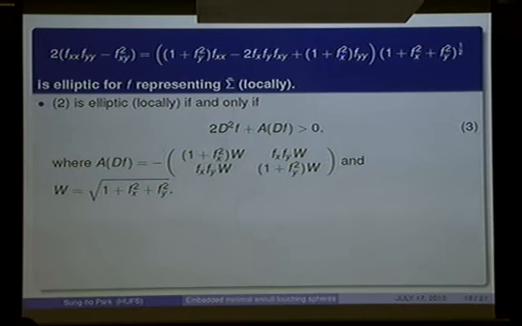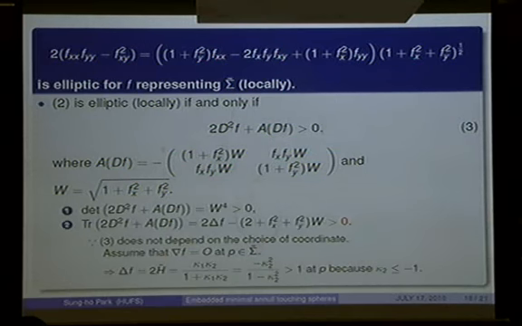Then I need to look at the partial differential equation. This partial differential equation is elliptic if and only if this 2 by 2 matrix is positive definite. And here, this D^2 f is the Hessian, and the A of df is given like this. And this expression is independent of the choice of coordinates, so I may assume that the gradient is 0 at some point P.